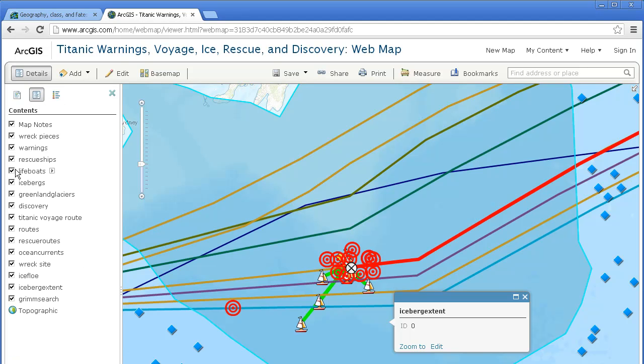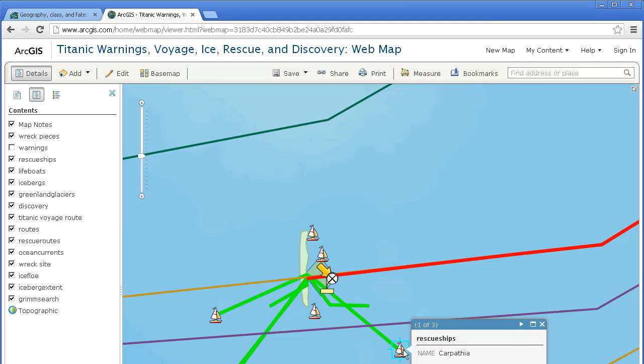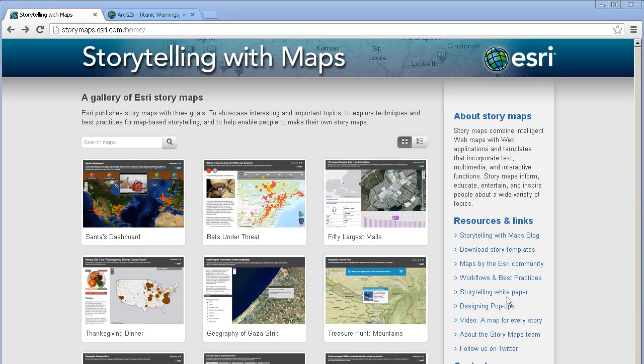I'm going to turn off the warnings now and look at the rescue ships. Here are the rescue ships. And here's the Carpathia, which is the one that eventually rescued all those who were able to be rescued. So you can extend this story map by examining some other maps in ArcGIS Online, along with a lesson that goes with the map.